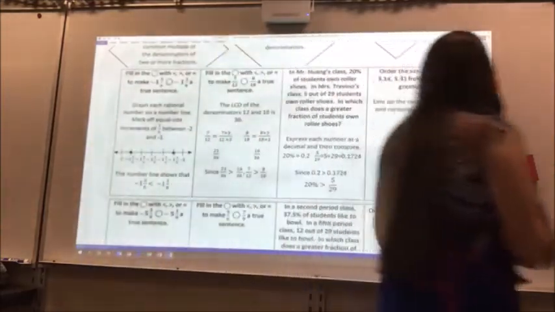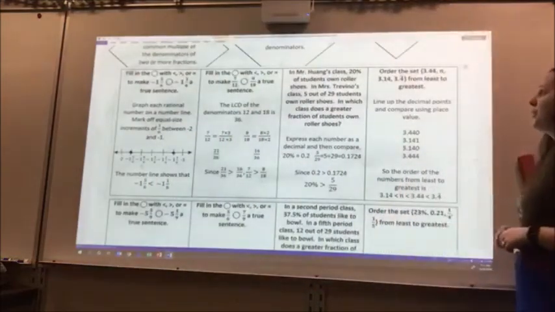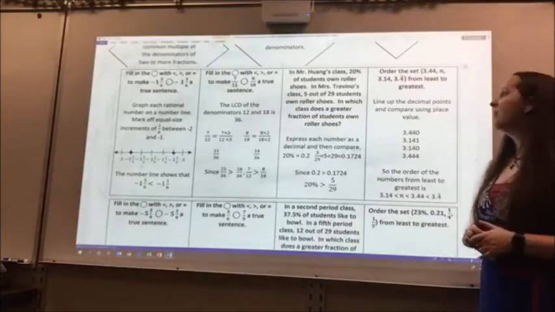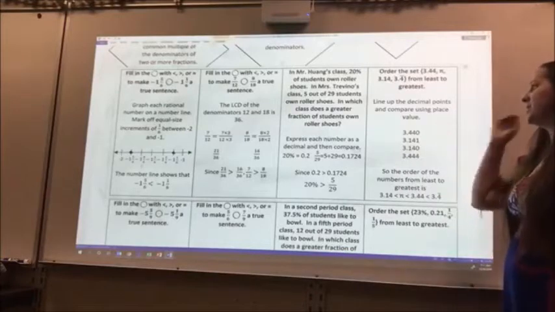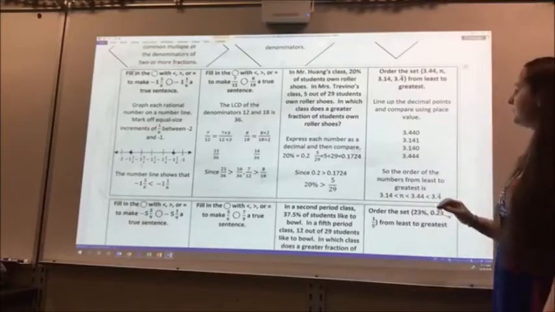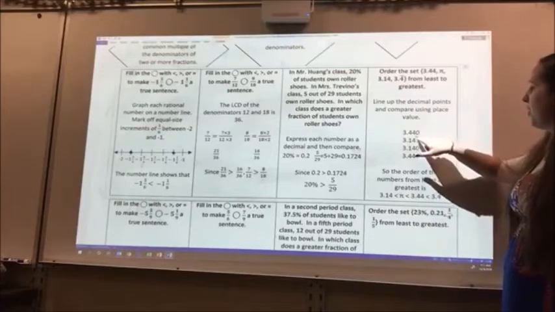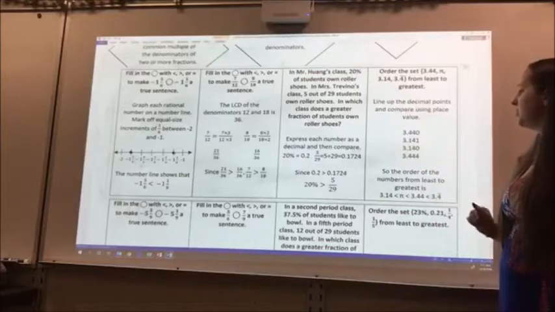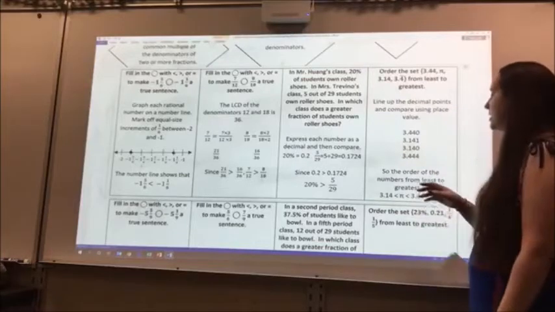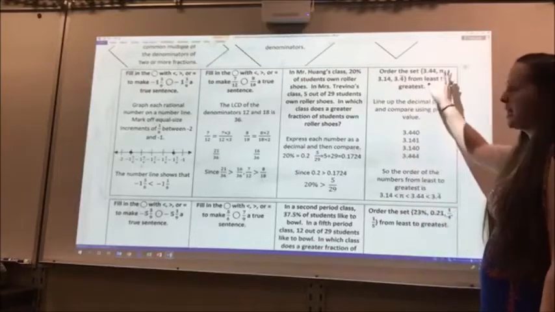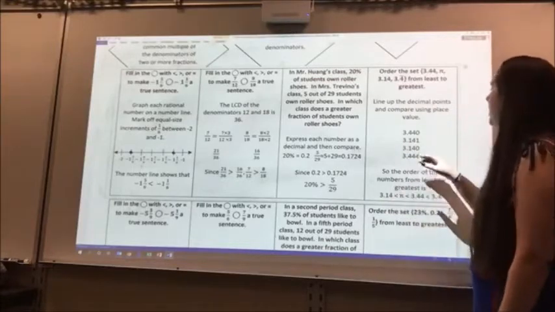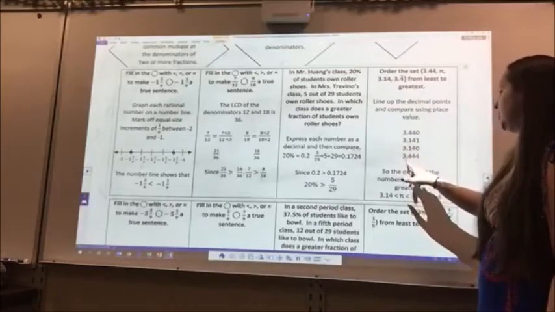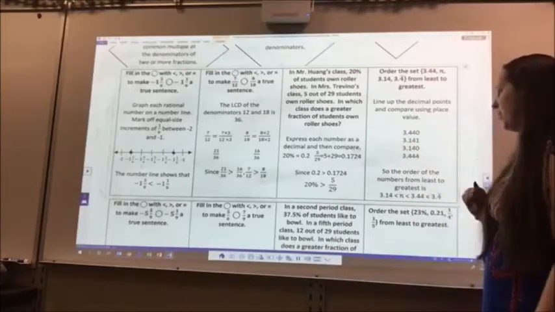Okay? The last one I have is: order the set 3.44, pi, 3.14, and 3.4 repeating from least to greatest. The first thing I do is line up my decimal points and compare. I have 3.44, and I added a 0. Then 3.14, which takes me to 3 decimal places and makes my life a little easier. 3.141 is what pi is approximated to. 3.14, again I added a 0 at the end, and then 3.4 repeating is 3.444, so I have 4 decimal places.